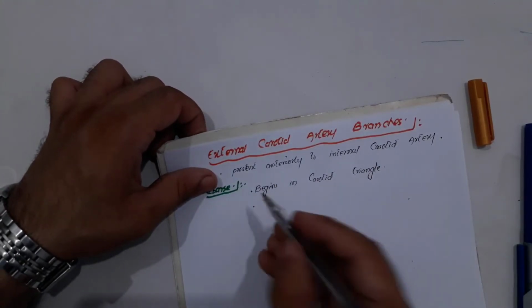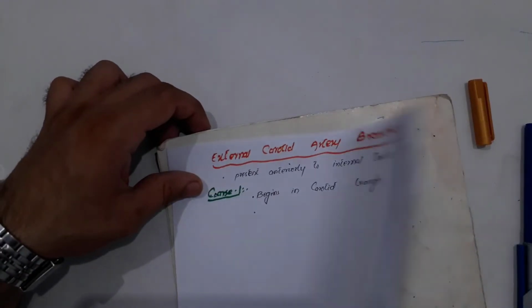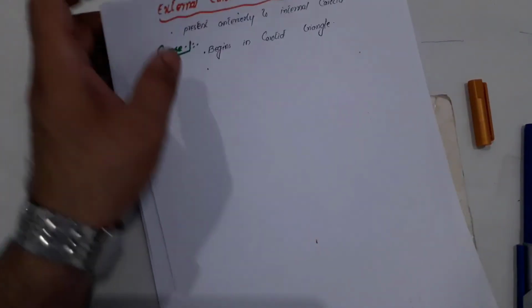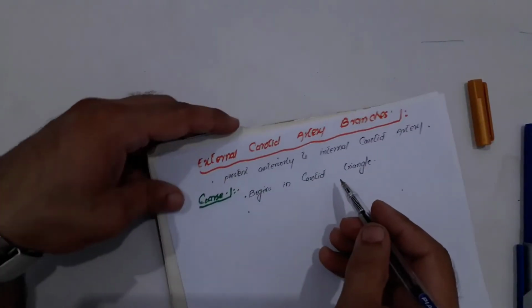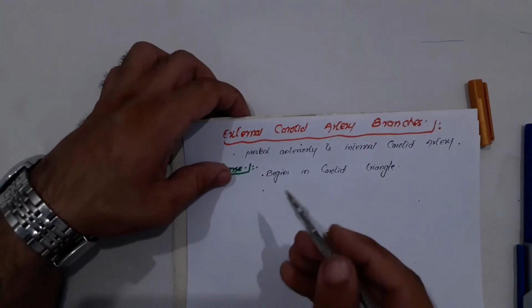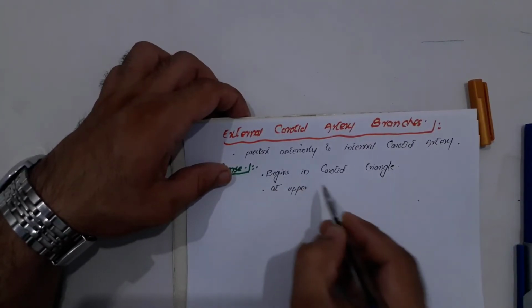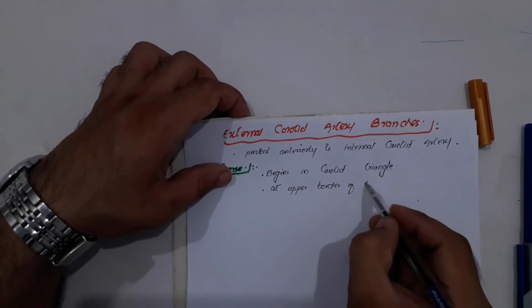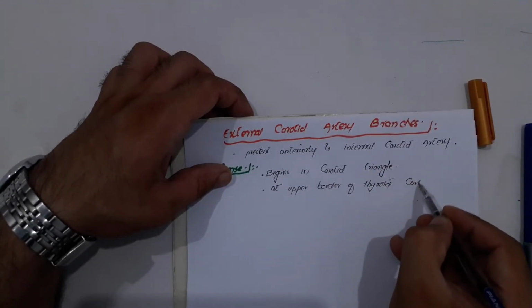Then where does it begin? Bifurcation point from the previous, what we said. You remember that we know that bifurcation occurs at the level of upper border of thyroid cartilage, right? So it begins in the carotid triangle, okay, at upper border of thyroid cartilage.